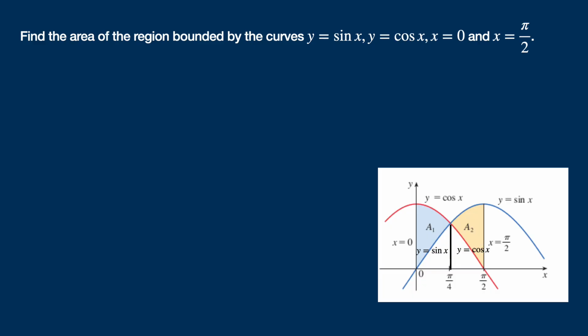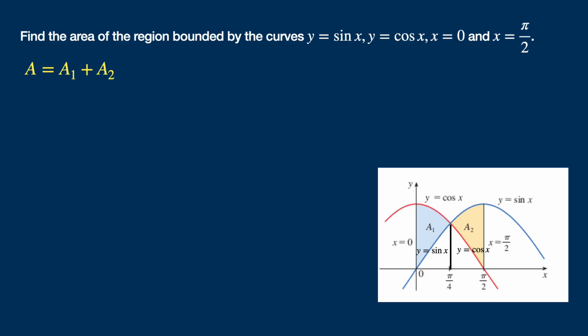In this case, I have the curves y equals sine x and y equals cosine x. The lines are x equals 0 and x equals pi over 2. Can you see the intersection between 0 and pi over 2? You see the intersection is at x equals pi over 4. Two areas: the first one is A1, the second is A2. So we have to find the area A, which is A1 plus A2.